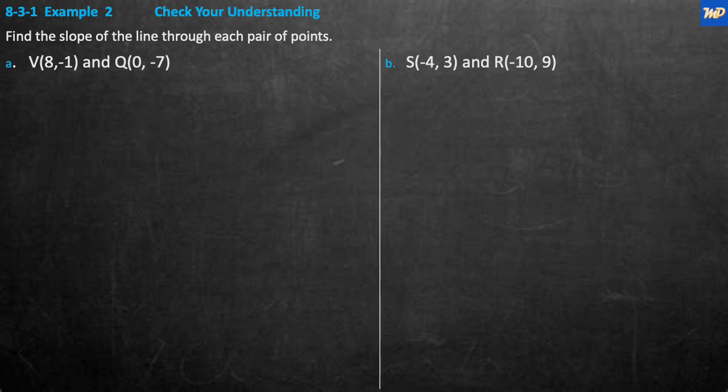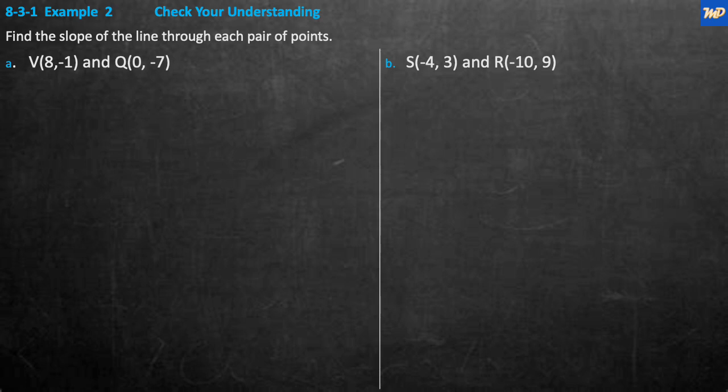Okay, example 2, we're going to check our understanding. Find the slope of the line through each pair of points. Let's start with A here. So going back to what we just learned, to find the slope, you take the ending point and you subtract the starting point. We're going to have a fraction where the numerator has the y values and the denominator has the x values. So let's go ahead and write that.